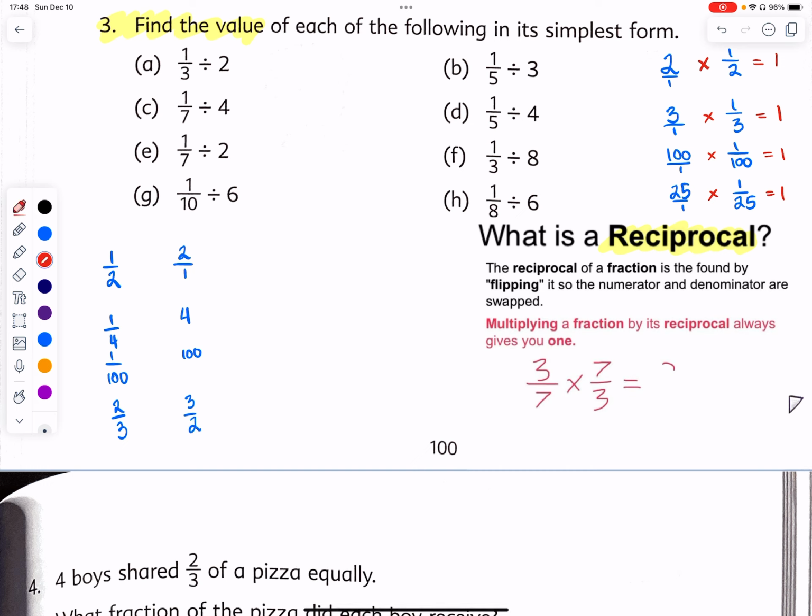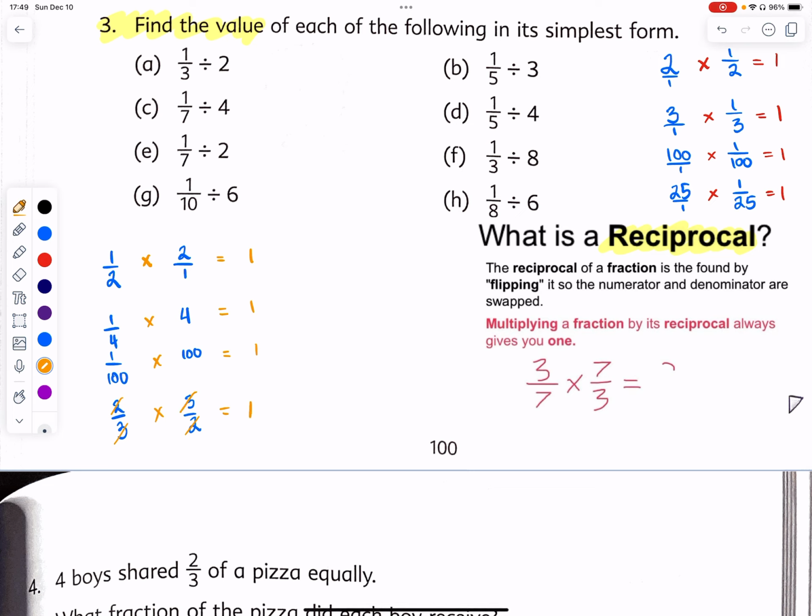The same rule, the same definition, of course, applies when we multiply reciprocals by each other. The product is always 1. 1/2 times 2 is 1. 1/4 times 4 is 1. 1/100 times 100 is 1. 2/3 times 3 halves, watch, 2 simplifies, 3 simplifies, and we get 1.